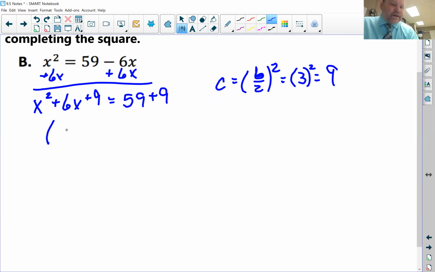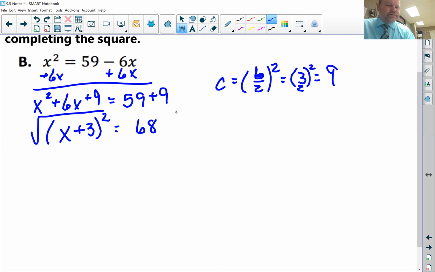The left-hand side factors, x plus 3 squared. Again, that plus 3 comes from there. 59 plus 9 is 68. Take the square root of both sides. So on the left-hand side, we're left with x plus 3.